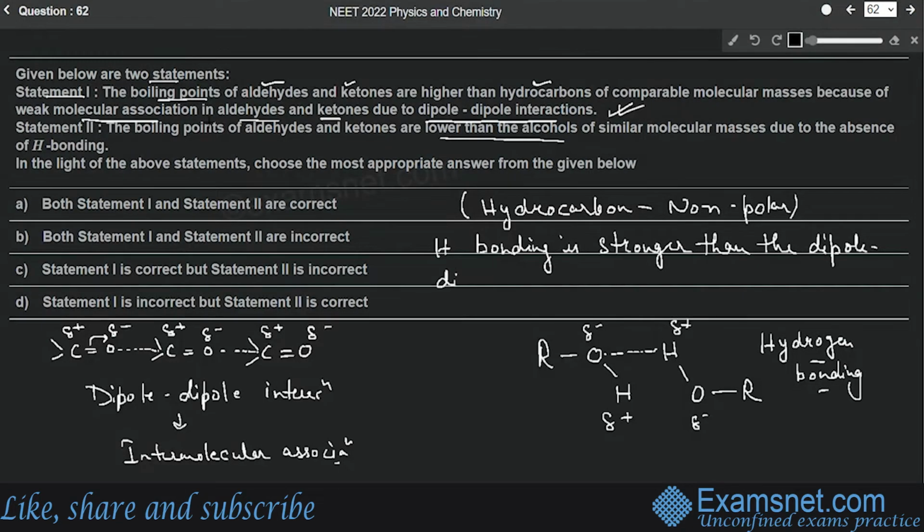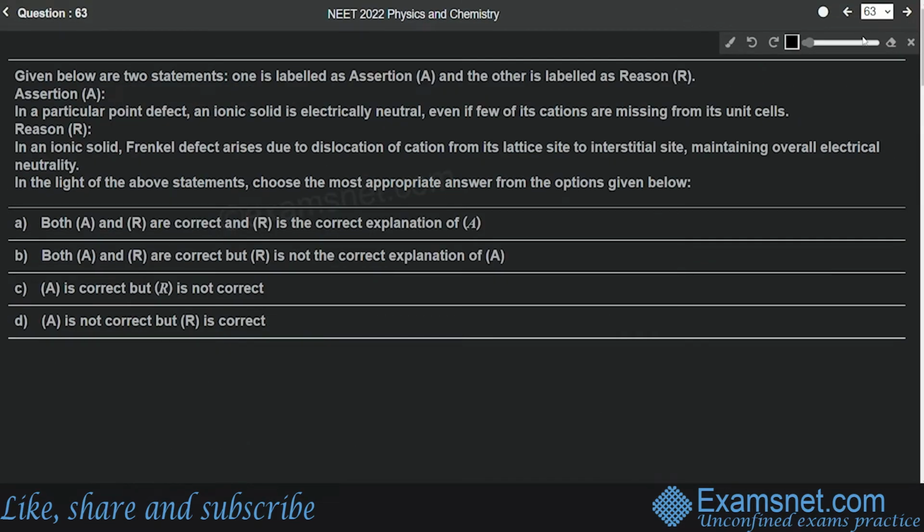Due to this, it is more difficult to break the hydrogen bonding in comparison to the dipole-dipole interaction, because dipole-dipole is comparatively weaker as compared to the hydrogen bonding, right? So the boiling point of alcohol will be higher than the aldehydes. So the second statement is also correct. So out of the given options, option A will be correct. Both statement 1 and 2 are correct.